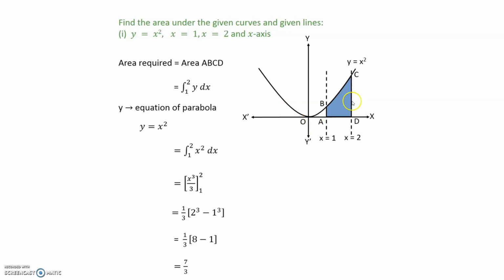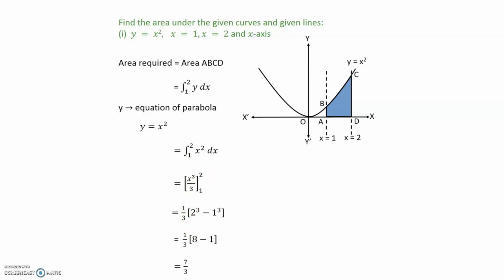So the area enclosed by y is equal to x square is exactly under the curve. With x1 and x2 as the lower and upper limits, we have to integrate y dx from 1 to 2. Since y is equal to x square, we put lower limit 1, upper limit 2, of x square dx. What is the integration of x square?